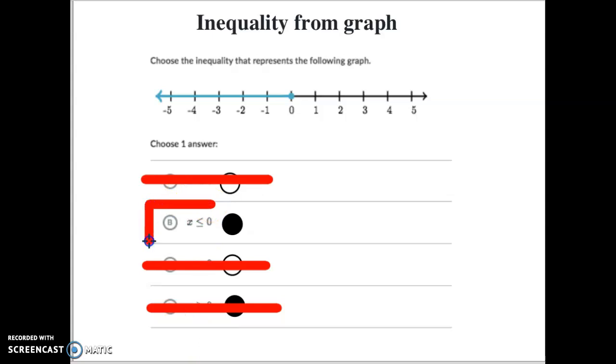I wonder if I can make a nice little box around this one. X is less than 0. Look at how cool that is. All right, hopefully that makes sense. I won't go through it quite as long on the next one.